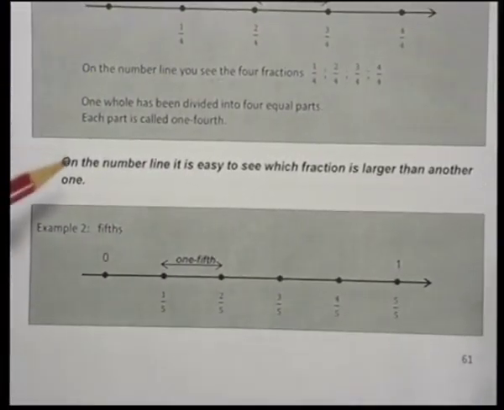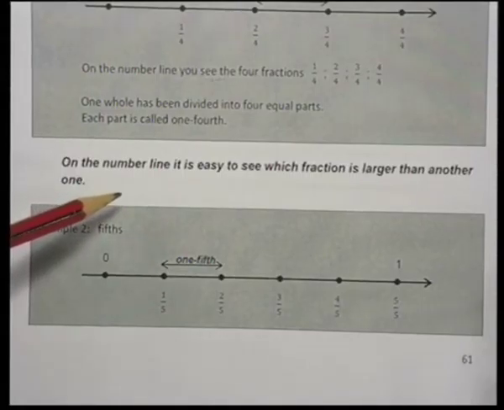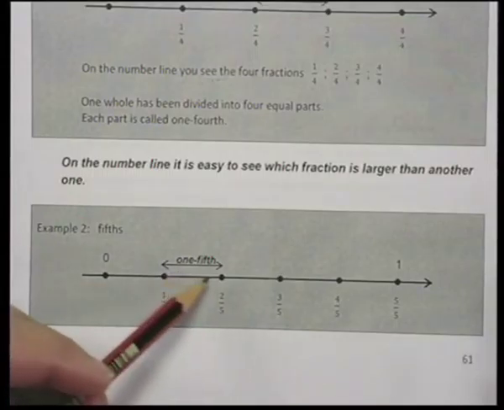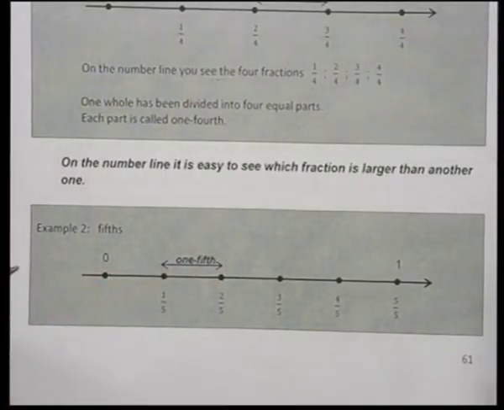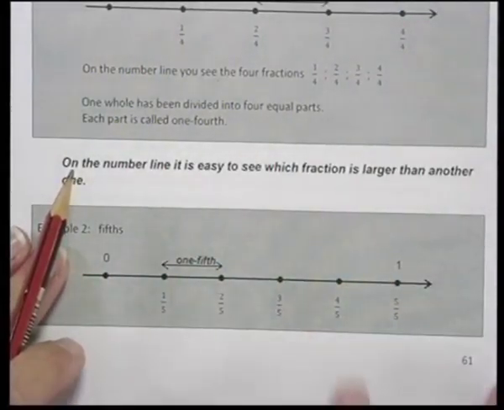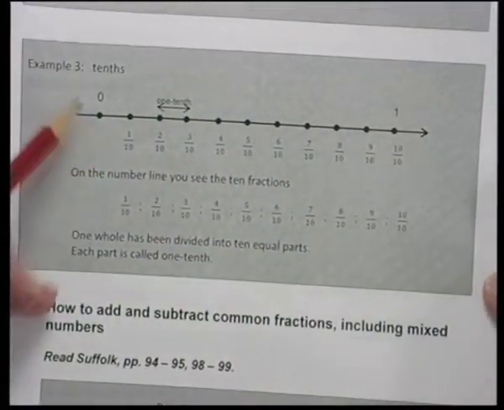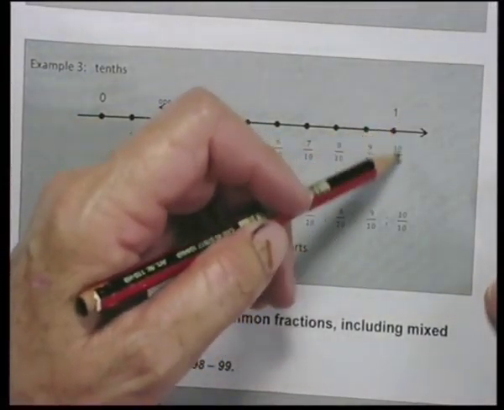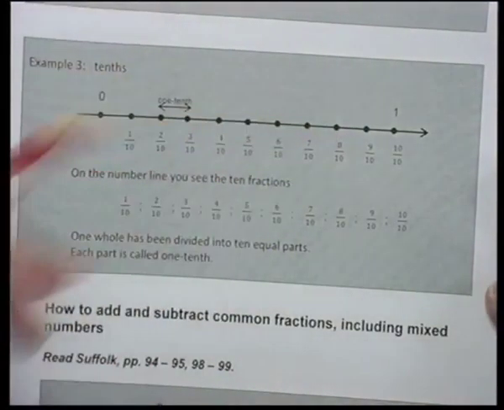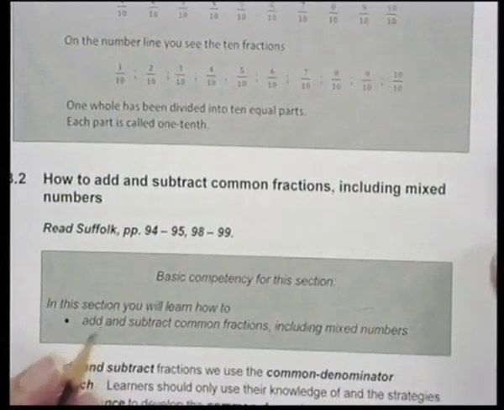On the number line, we can also see easily which fraction is larger than another one. So 2/5 is more than 1/5. And then we can also again see that 1 whole is the same as 5/5. Example 3. There we have the 0 up to 1 with the 10/10, 1/10, 5/10, 8/10, and so on. The fractions.